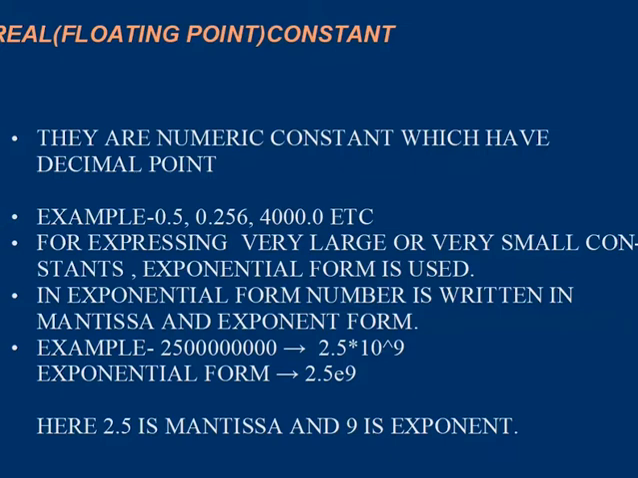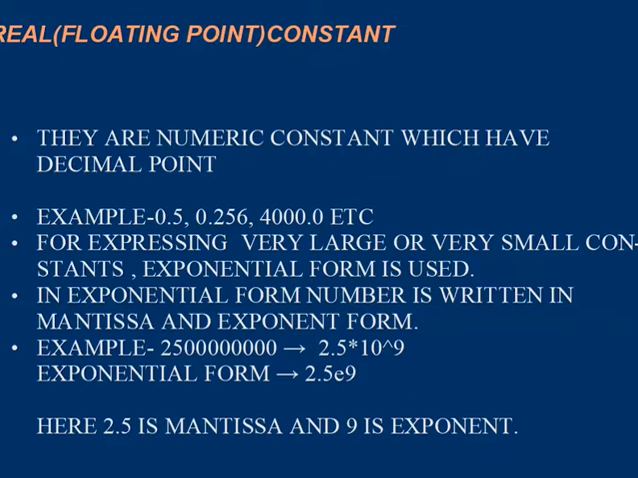In exponential form, the number is written in two parts, that is mantissa and exponent. Example, here we have 25 with 0 eight times, that is 2.5 into 10 to the power 9. Here we are going to write the exponential form of this number, that is 2.5e9. From this example we have 2.5 as a mantissa and 9 as an exponent.